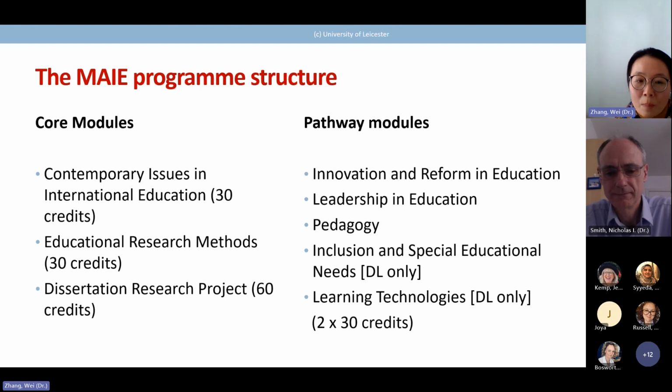For those who are pursuing a distance learning program, you do have 2 additional options to choose from, namely inclusion and special education needs, and learning technologies.